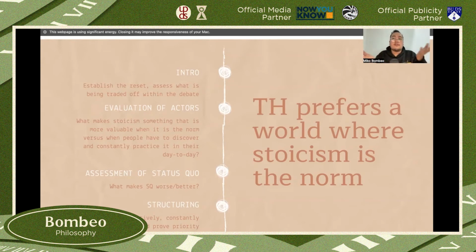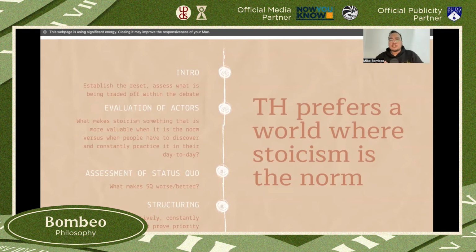So when you establish that and when you already understand the reset, you evaluate the actors. Generally in this debate, the actor is humanity as a whole, because you're resetting the world. You're trying to prove which world yields more benefits, like maybe productivity wise, or where people are more able to generate more meaningful connections, or better relationships, etc. And how you approach it is generally talking about what makes stoicism more valuable when it's the norm versus when people have to discover it and constantly practice it in their day to day. So you try to think about how stoicism has affected people in their day to day. Like, are Stoics generally better at managing their emotions? Are Stoics generally better at understanding or empathizing with other individuals?